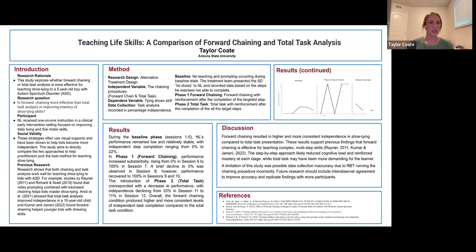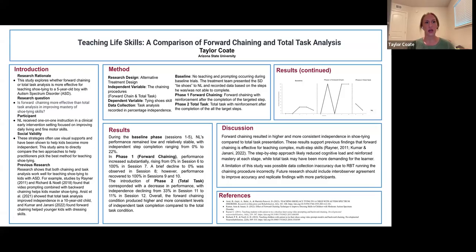My independent variable was the chaining procedures. So the two phases and the different types were forward chain and total task. The dependent variable was the shoe tying skill by itself. How I collected data with my RBTs is it was a task analysis. Each step would have the step that needed to be completed and what type of prompting the tech could do.